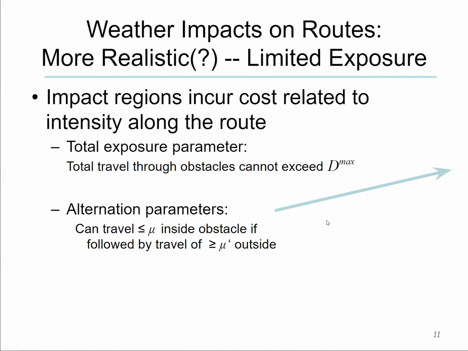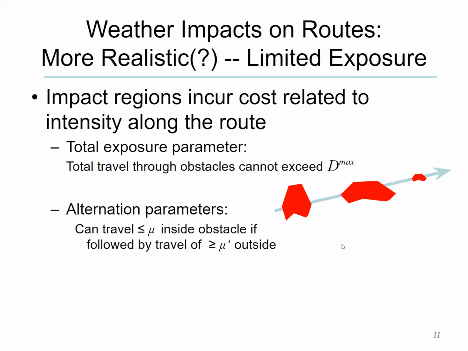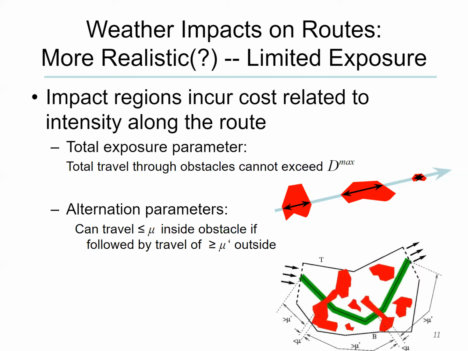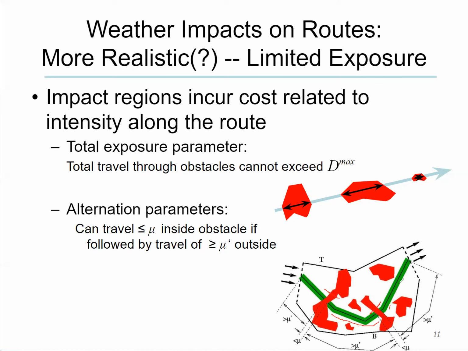And we may say, for instance, that it's okay to go through the weather every so often, but the total amount of time or the total distance spent within the weather shouldn't exceed a certain threshold, Dmax. Or alternatively, you may say it's okay to travel for a bit inside the weather, like over here, but then you have to go through clear airspace and then maybe again cut through the weather. But then again, you would have to have quite a long stretch of airspace which is free of the weather, free of obstacles.